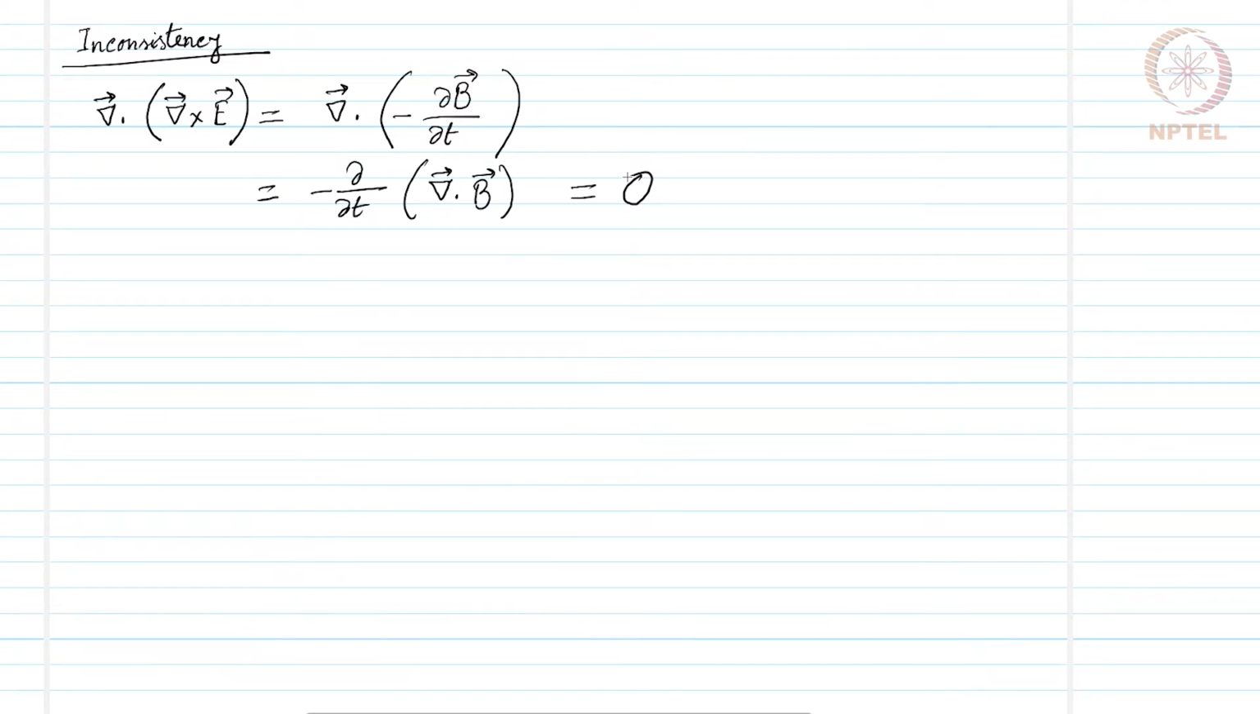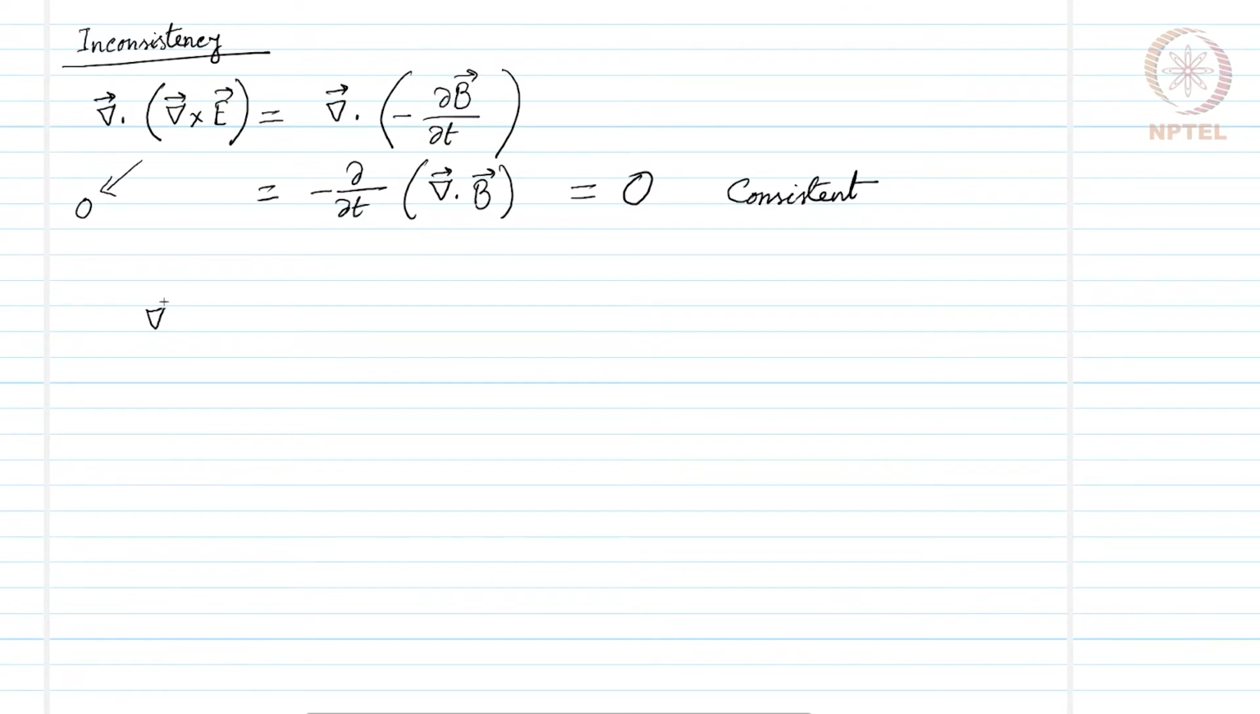But now, divergence of a curl is always 0. So, this quantity on the left hand side must be 0, on the right hand side we have found this to be 0. So, everything is consistent so far. How about considering the other way around?